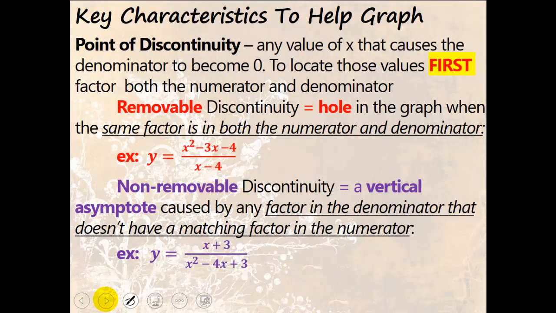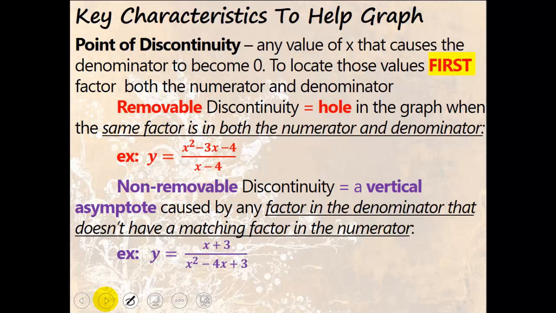So there are several key characteristics that, while we're going to use Desmos to get the sketch, it doesn't tell us. It expects us to know it. So we have to learn what they are. The first most important point is called the point of discontinuity, and it is directly linked with the domain. It is any value of x that causes the denominator to become 0.